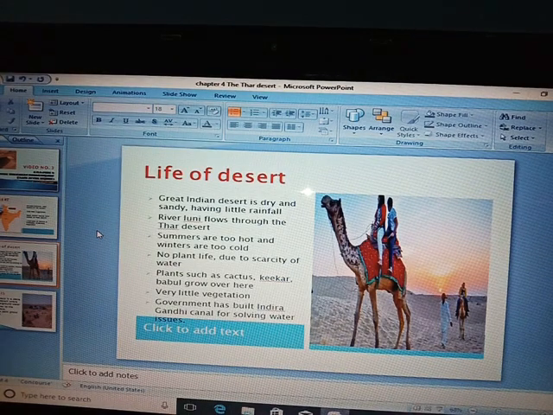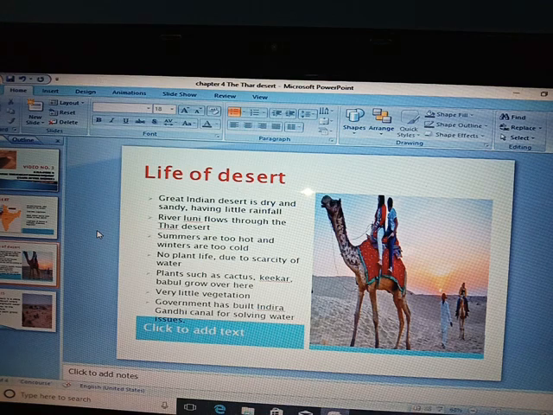As I have told you, in life of desert, very little amount of water is present and scarcity of water is also there. So government has implemented a few steps and built a few things also. So what are they? Government has built Indira Gandhi Canal. It is a kind of a canal in which the water flows. It is a kind of help that government has implemented, which helps in solving the water issues.